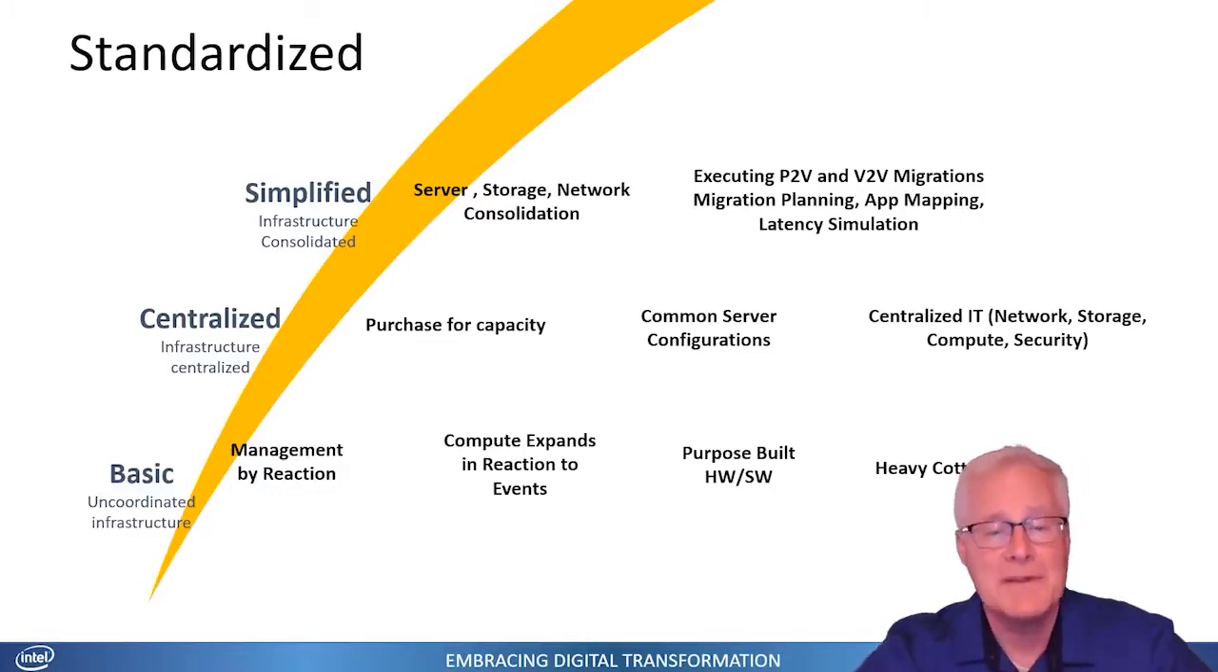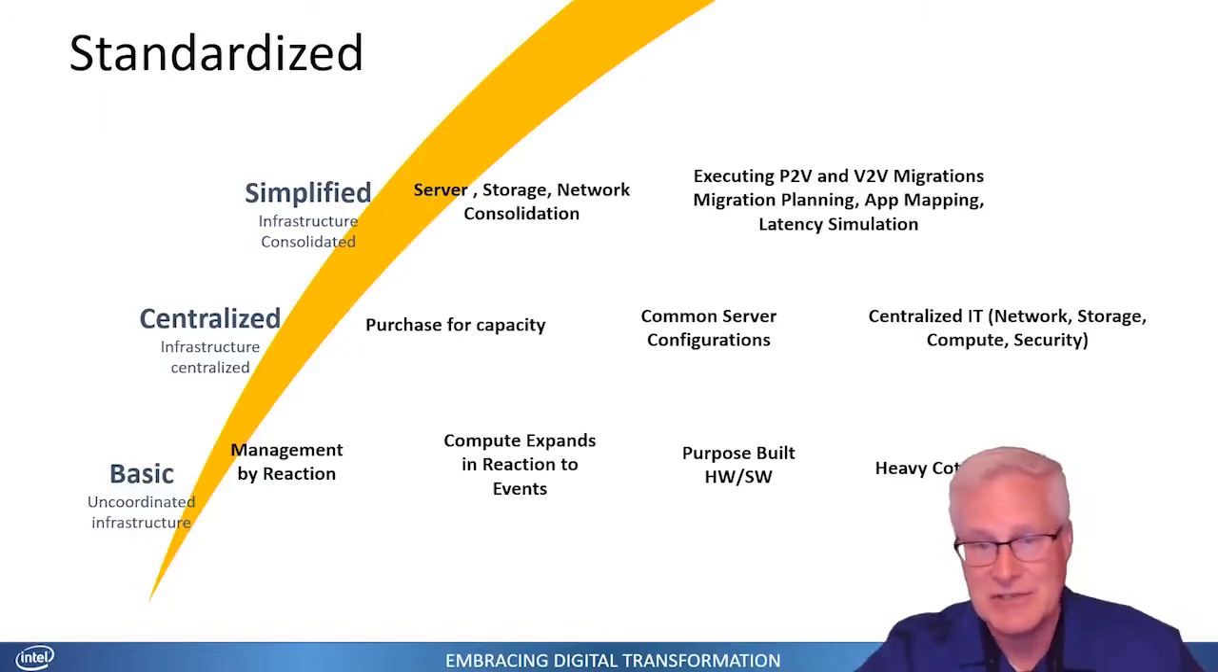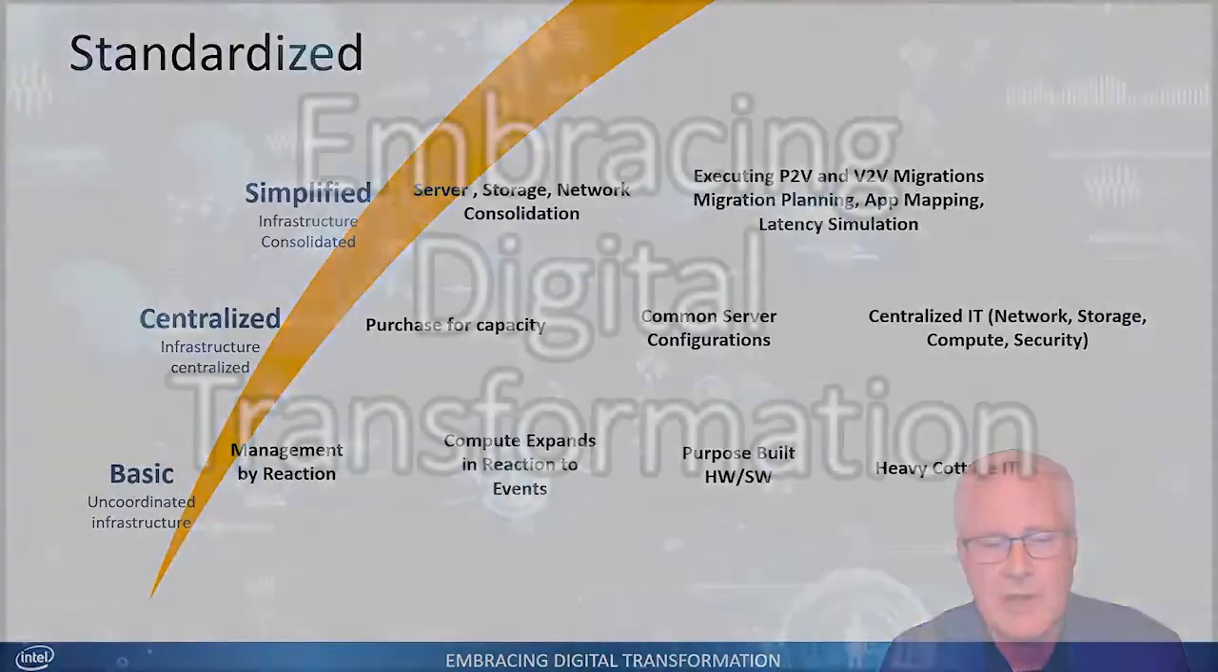And then we move up into the simplified phase, when I've moved beyond centralized, where I'm now starting to consolidate infrastructure. I'm breaking down silos in my data center between different departments, and they're starting to share equipment, share servers, share storage, and things like that. And I'm starting to do a better job at migrating from old ways of doing things into this new centralized way. And I'm getting better performance, easier manageability, and my OpEx costs are starting to go down.